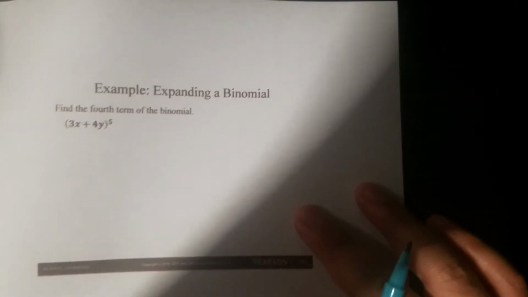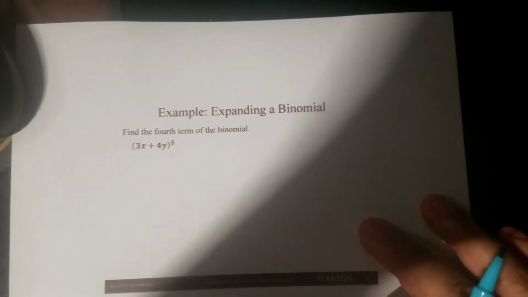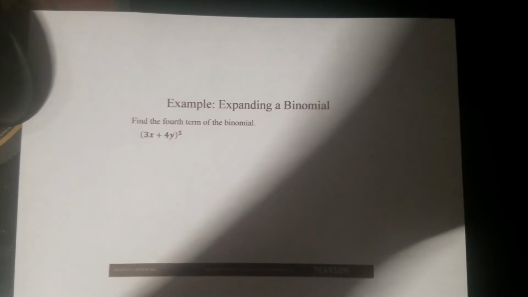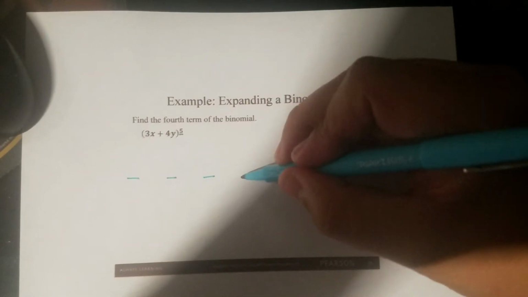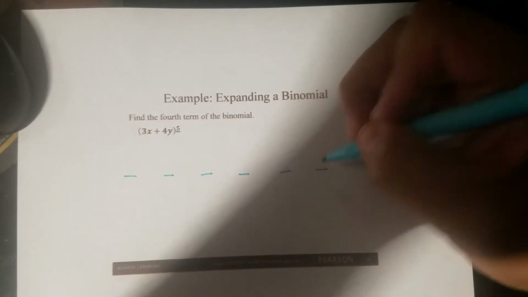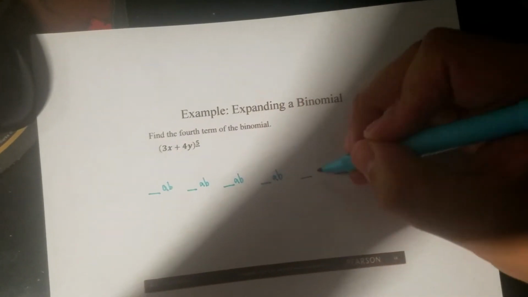Okay, so last questions here, guys. Find the fourth term in this binomial. So again, guys, since my degree is 5, I'm going to have 6 terms. So 1, 2, 3, 4, 5, and 6 terms. And you all did really well on this one. We went over it. So this is when I have the A's and the B's.